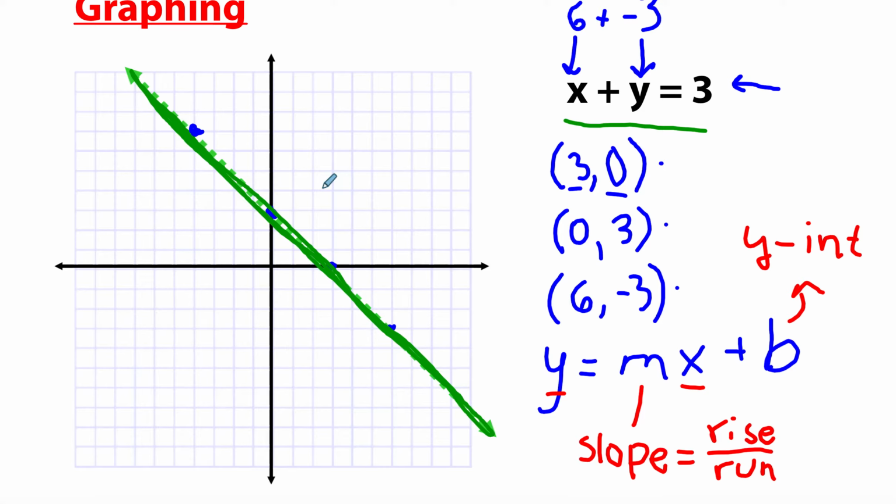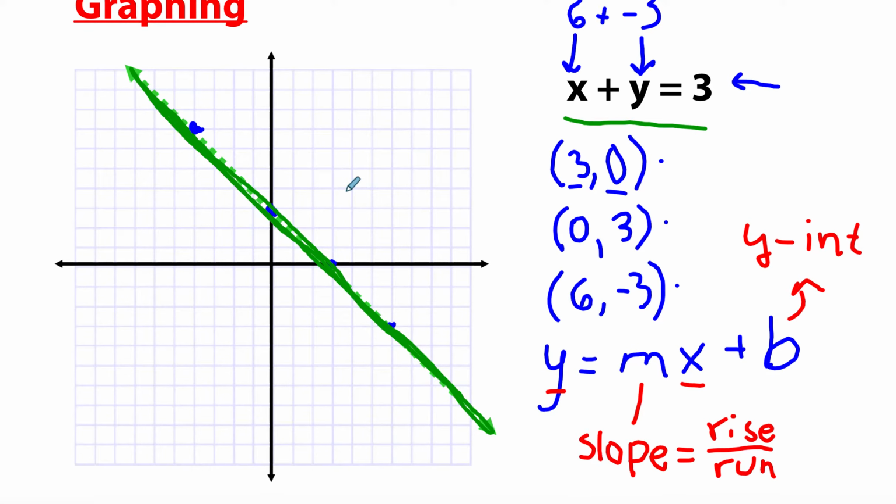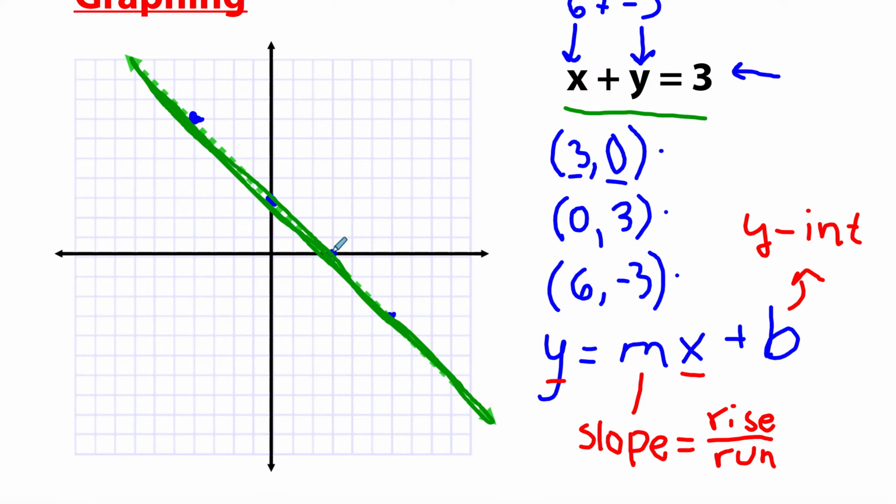What would the slope be? Well, the slope would be rise over run. Between each point, I have to go down 1 over 1, down 1 over 1, down 1 over 1. So when I'm going down 1, my rise would be negative 1. And my run is to the right, so that's positive 1. So my slope overall in this line is negative 1.